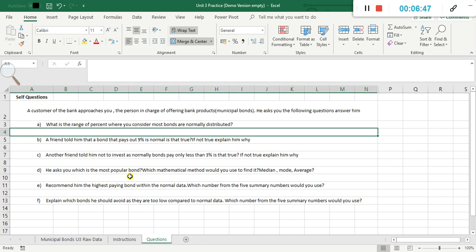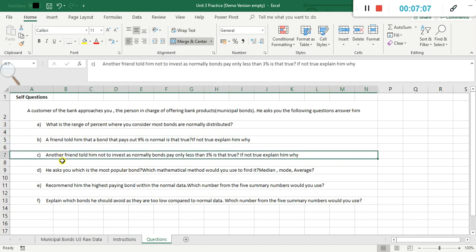Your consumer says a friend told him that a bond that pays 9% is normal. Is that true? If not true, explain to him why. So you have to tell him, okay, is 9 really a typical value, or perhaps it's out of the norm? Why is it out of the norm? And then try to explain that to him.